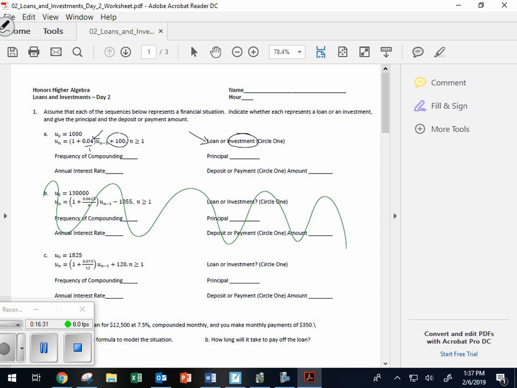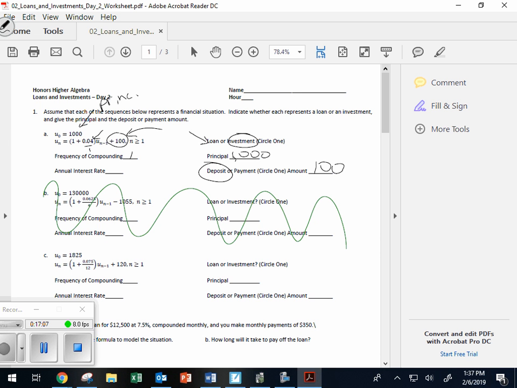What's the principal? The principal is how much you start with. It's obviously different than a school principal. The principal in an investment is what you start with. The principal's 1,000. What is the payment or deposit? That number at the end is always the payment or deposit. And which one is it? Well, it's not a payment because that'd be for a loan. This is a deposit. And the amount is 100. Frequency of compounding was 1.